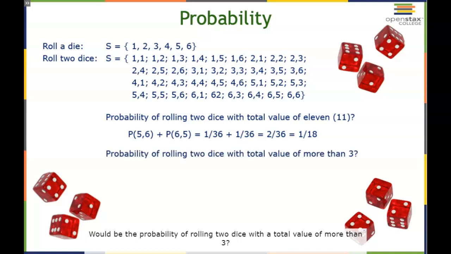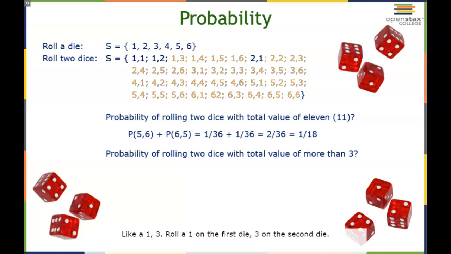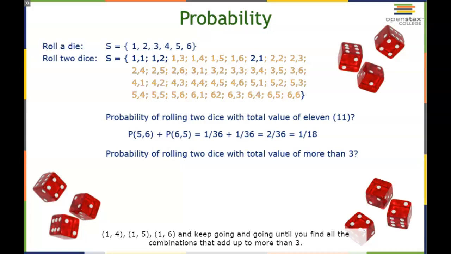What would be the probability of rolling the two dice with the total value of more than 3? So the dice total could be a 4, a 5, a 6, a 7, an 8, a 9, a 10, or a 12, right? Because on two dice the top value is 6, 6, and that could add up to 12. There's a couple of ways of looking at this problem. One is you can take every combination that is more than 3, like a 1, 3. Roll a 1 on the first die, 3 on the second die. A 1, 4, a 1, 5, and keep going and going and going until you find all the combinations that total more than 3.